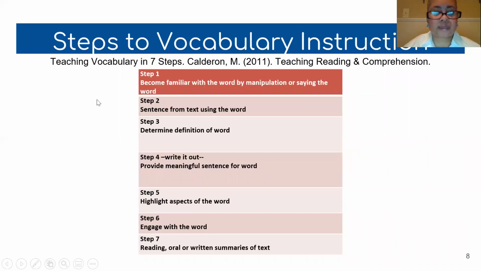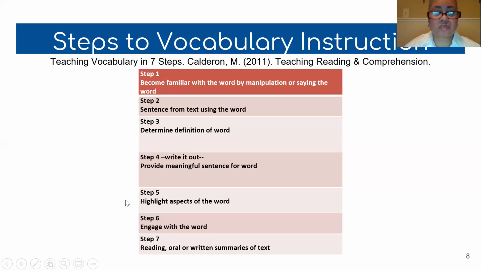Calderon tells us step 1, become familiar with the word, manipulate the word by saying the word. Step 2, there should be a sentence provided with the word embedded within the sentence so students can extract the meaning, maybe through the index in which the sentence is written. Once they've done that, then they will be able to determine the definition of a word, not through the use of a dictionary, but through the way the sentence or sentences are written to convey the meaning of the word. Now, write it out. This is where students are going to provide their own meaningful sentence using the word that is a focus. What about step 5?